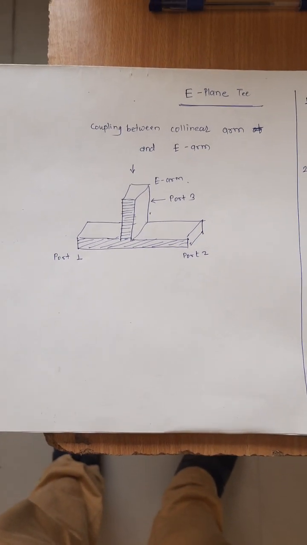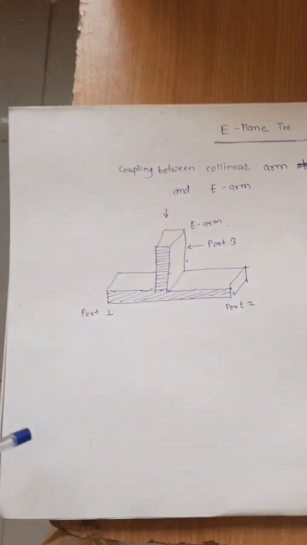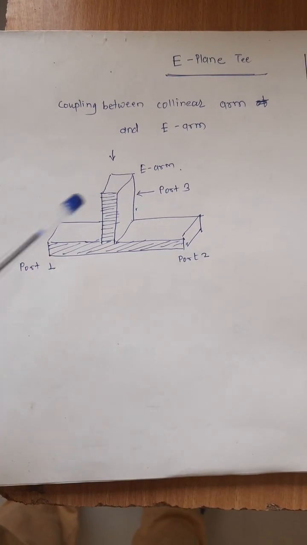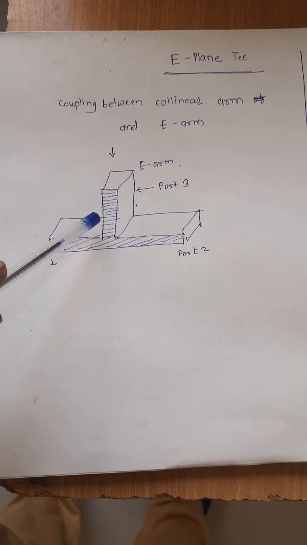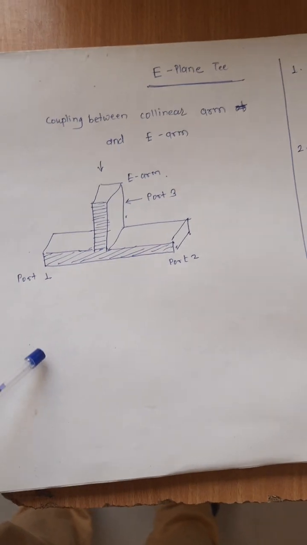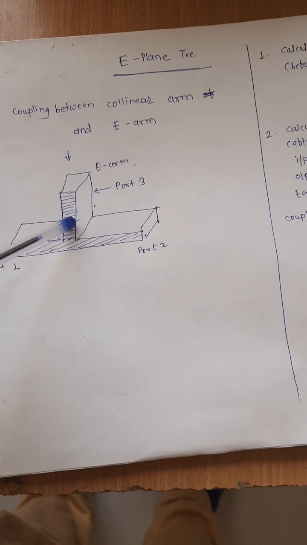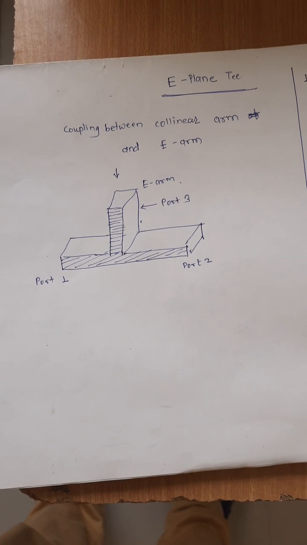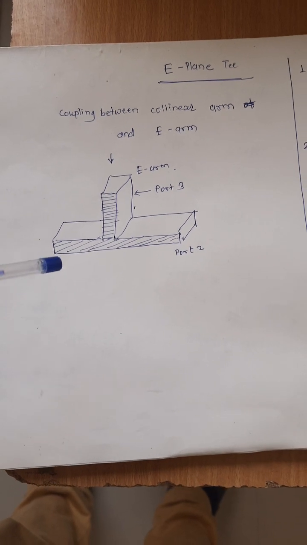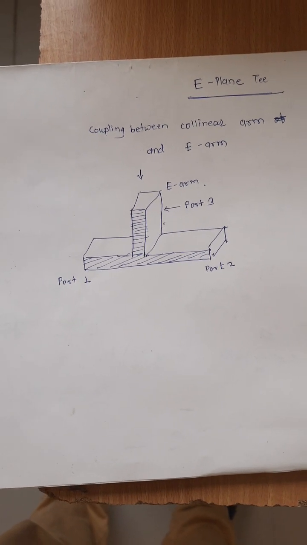As we all know, the E-plane T is also a 3-port device. You are observing a diagram of the E-plane T. Port 1 and port 2 are the collinear arms, and the E arm is the side arm, which is port number 3. This E arm is connected in the E plane, so that's why it is called the E arm. In our previous practical we discussed the H-plane T. In that H-plane T, the side arm is connected in the H plane, so we call it the H arm.